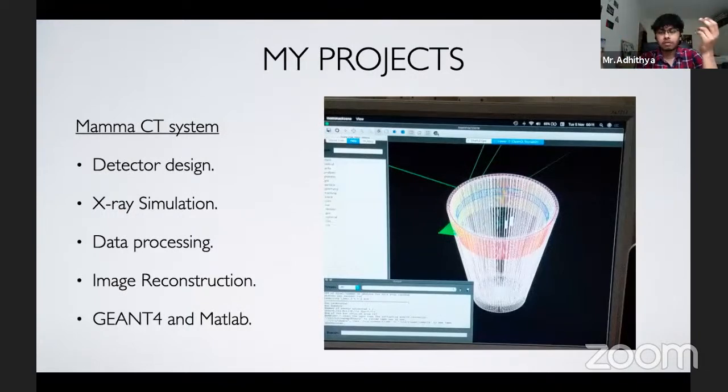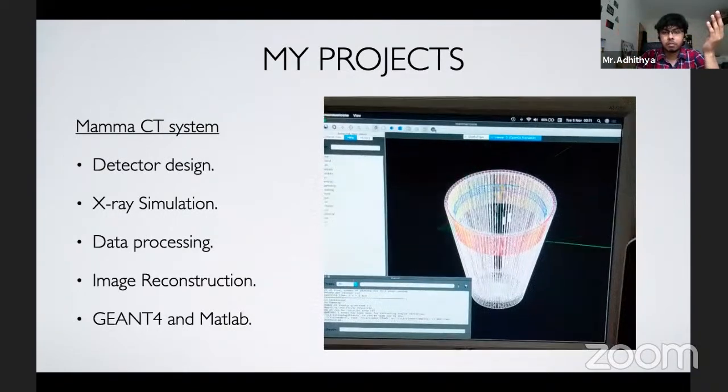So I used GEANT4 to create the structure of the CT detector which is being developed. It was actually a project of one of my seniors in the department, and I continued the project to evaluate the structures. I basically designed the detector which you see here in the red cone. This detector has scintillation crystals, which are blue in color, and I also project radiation, which is fan beam X-rays.